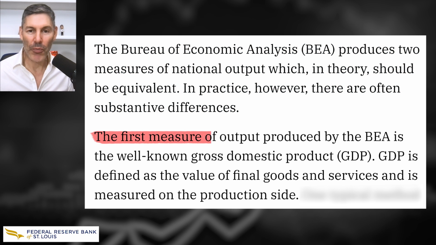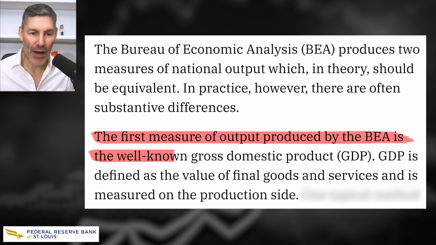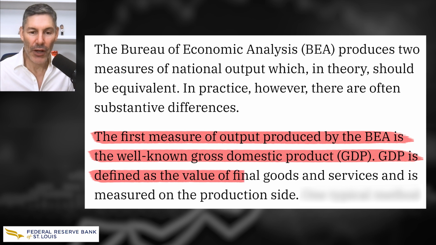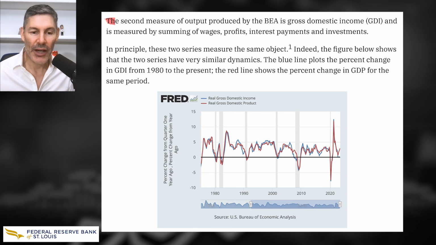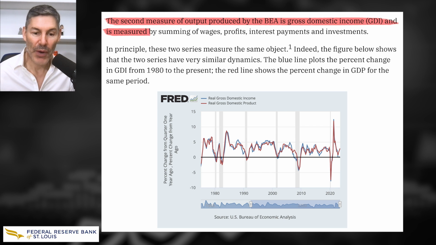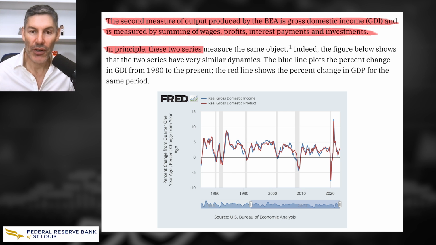The first measure of output produced by the BEA, obviously GDP, everyone knows this. GDP is defined as the value of final goods and services and is measured on the production side. The second measure of output produced by the BEA is gross domestic income and is measured by summing wages, profits, interest payments, and investments. In principle, these two series measure the exact same object. Indeed, the figure below shows that the two series have very similar dynamics.